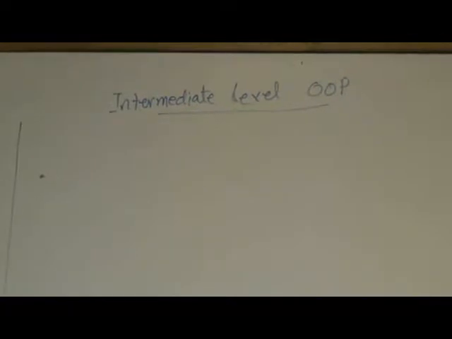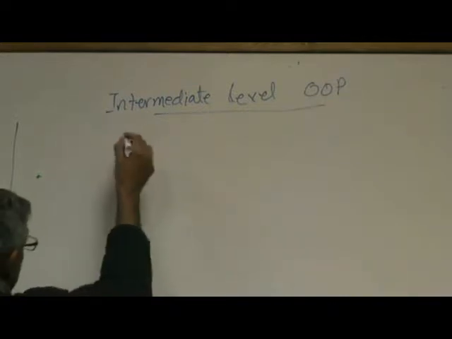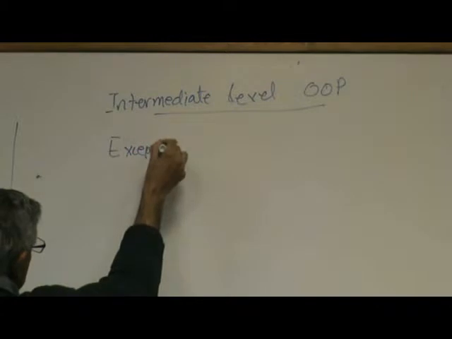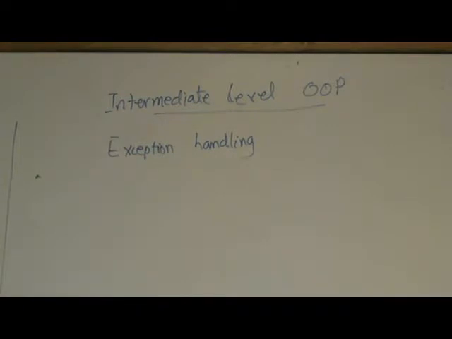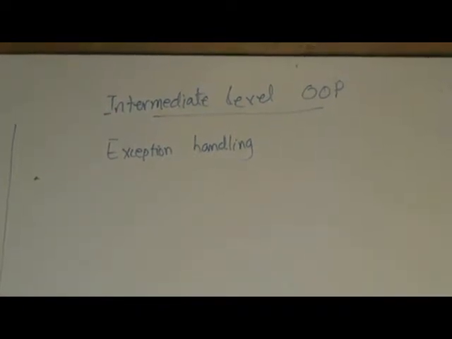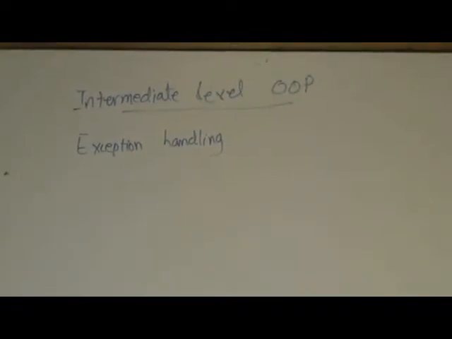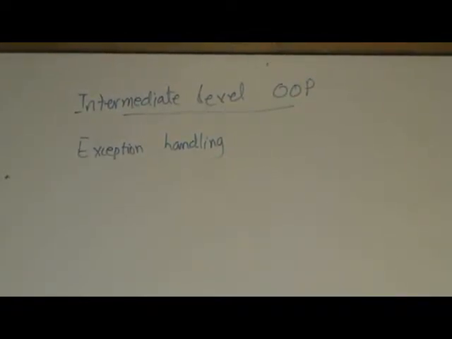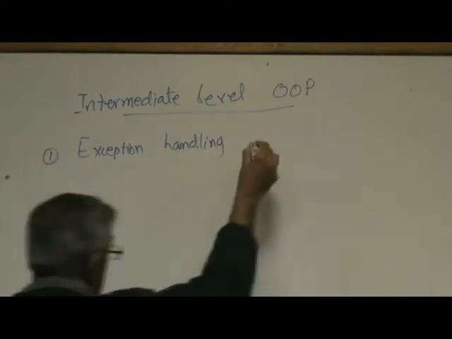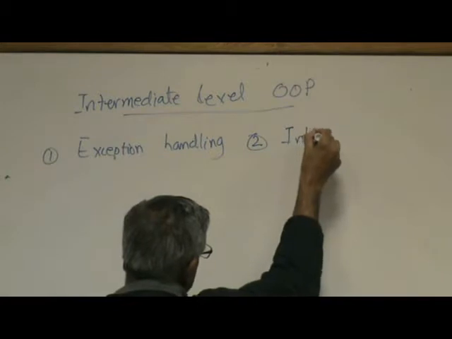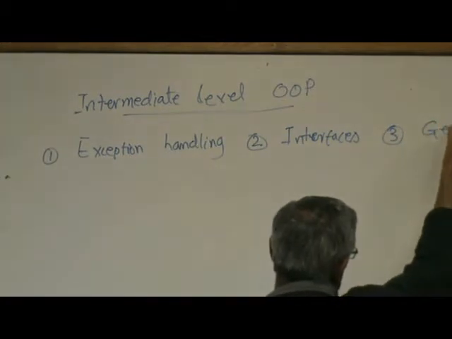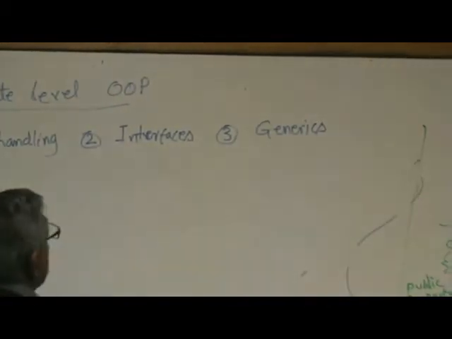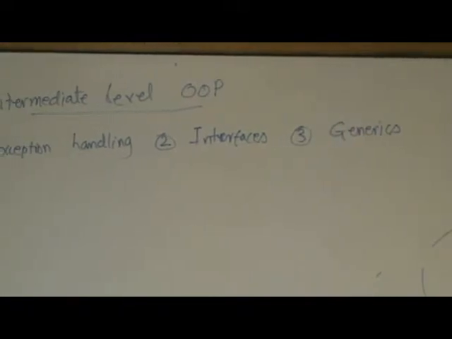Okay, so in the intermediate level OOP, first there's an easy topic. First let me talk about exception handling, which is a very important part of software development. Any code you write, you should check for proper errors, display messages properly. So that's one of the topics. Then the second topic I'll cover with you will be interfaces. Then generics. And then a few advanced topics.